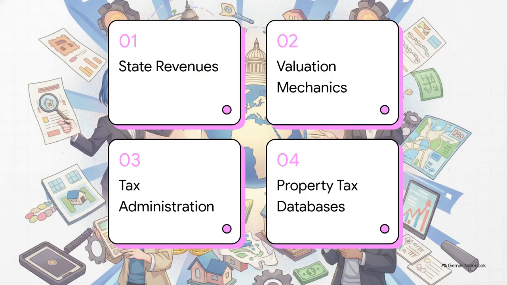So here's our roadmap for today. We'll be hitting 4 key areas. Number 1, state revenue ecosystems. Number 2, the mechanics of valuation. Number 3, decentralized tax administration. And finally, number 4, navigating property tax databases.